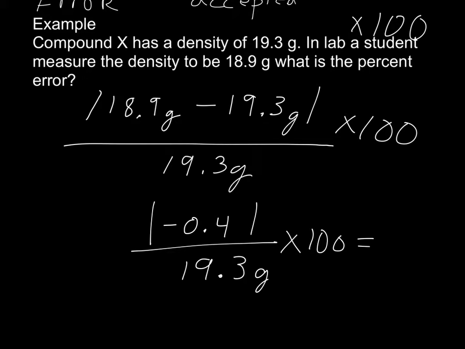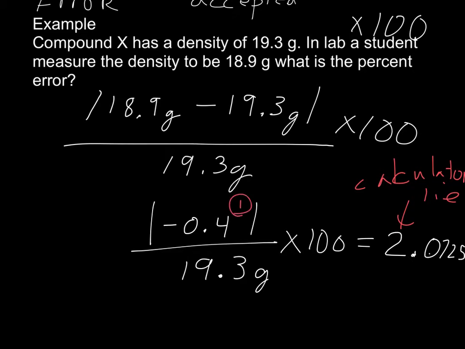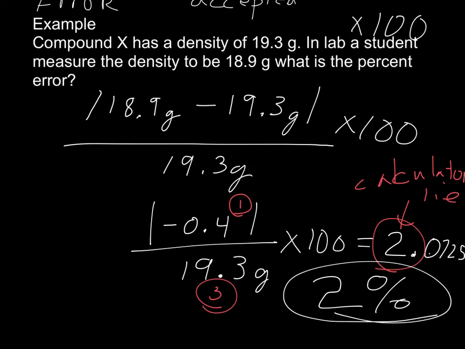So now we do the math. 0.4 divided by 19.3 times 100 gives us a calculator lie of 0.725, etc. So we do our sig figs. We have 1 sig fig here, 3 sig figs here. So we can only have 1 sig fig in our answer. So our answer winds up being 2%. The student's error was 2%.